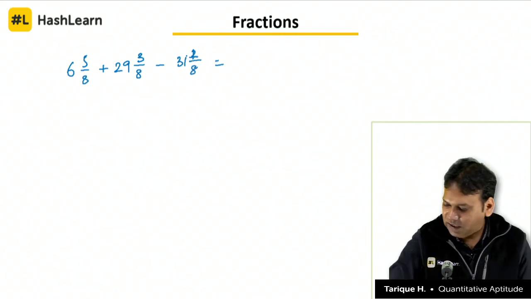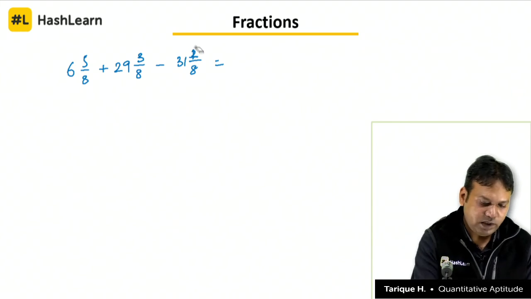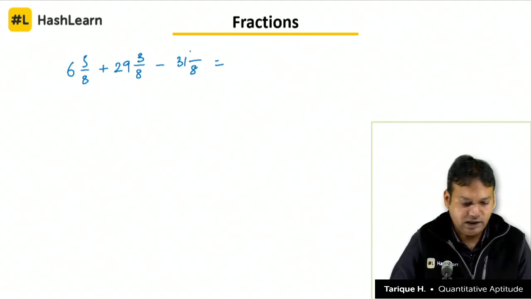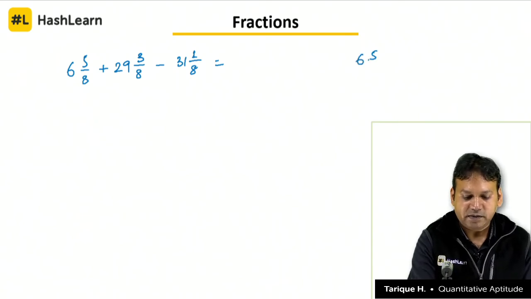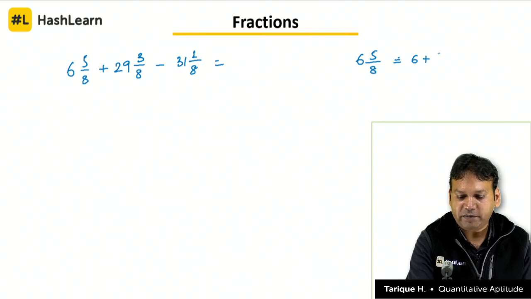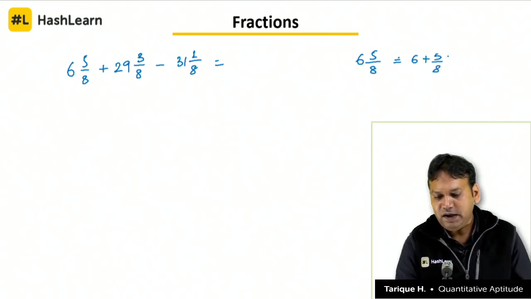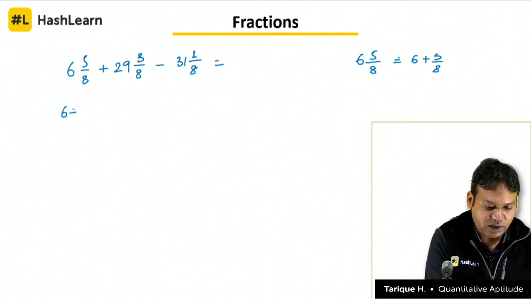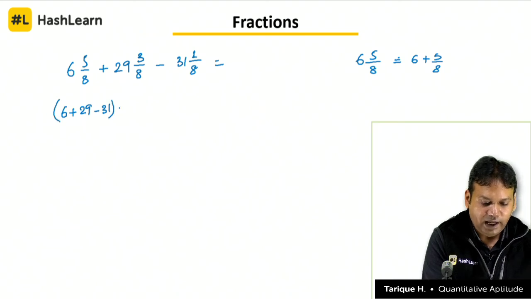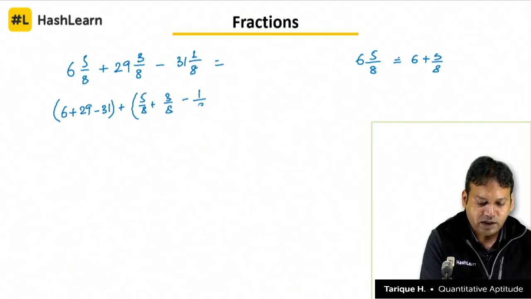So if you have these kind of calculations in your examination, please understand, don't start simplifying the mixed fractions. Remember that 6 5 by 8 is a short form of writing 6 plus 5 by 8. So what we can do is take the numbers separately and the fractions separately. So we can say 6 plus 29 minus 31 on one side, and then we can take out 5 by 8 plus 3 by 8 minus 1 by 8 on the other side.